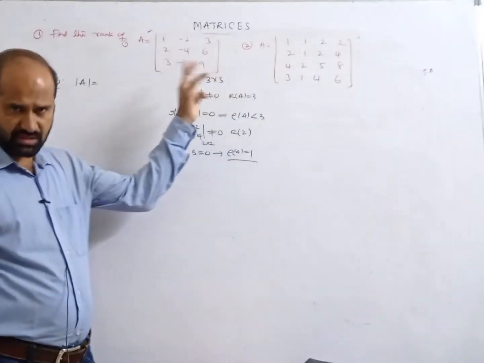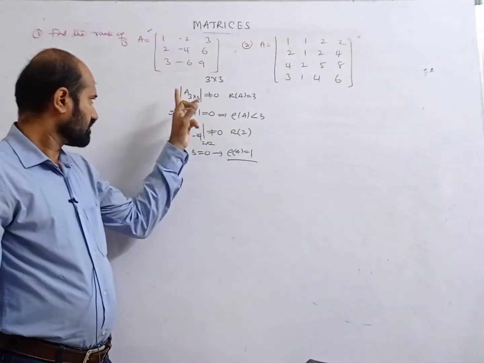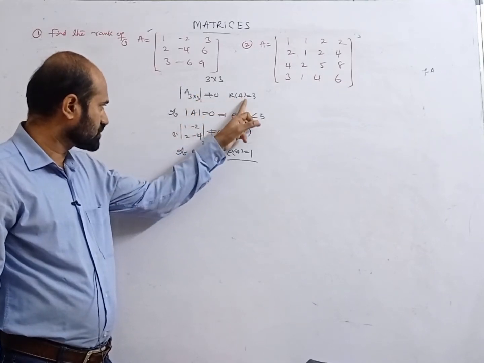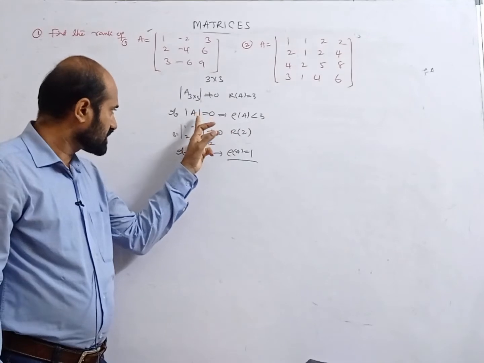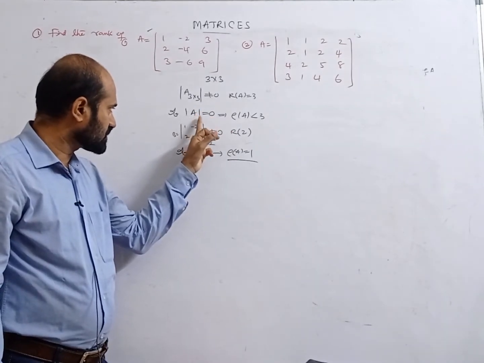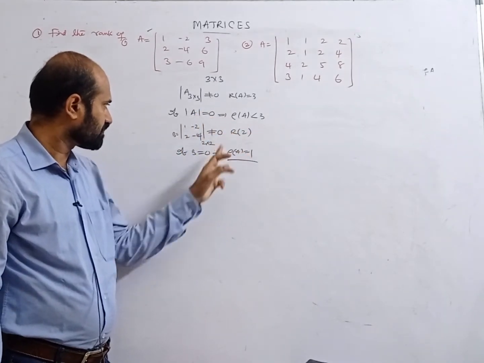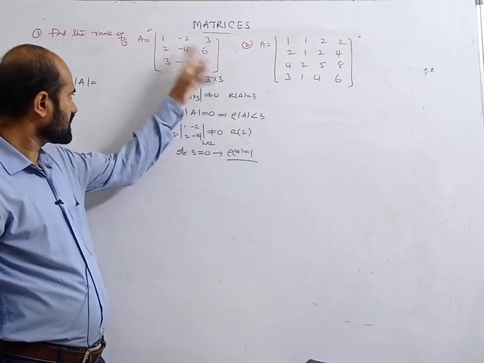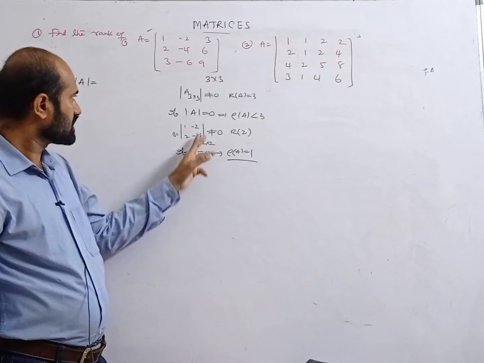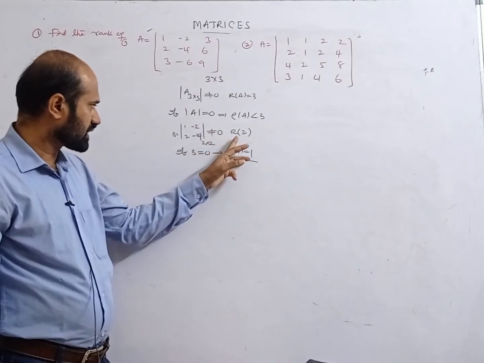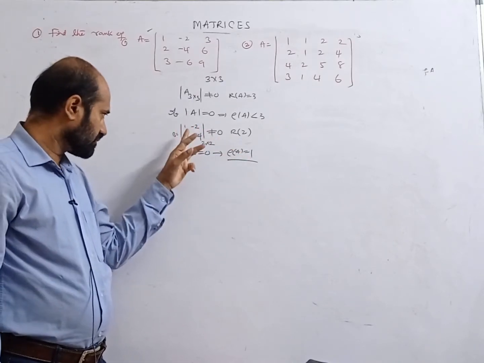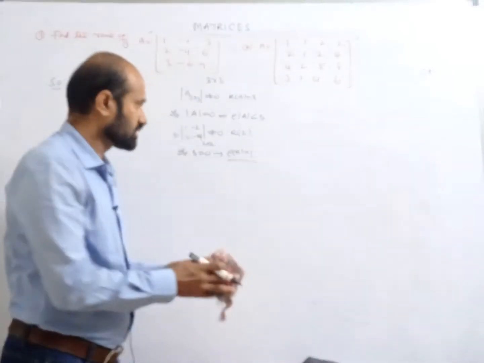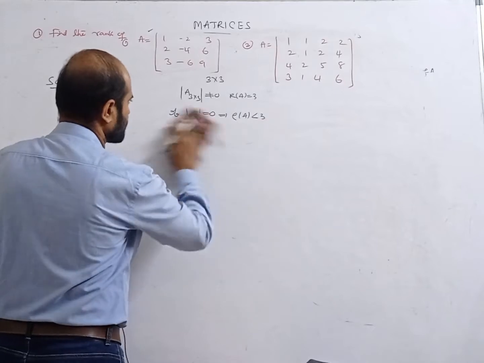If any 3 by 3 matrix is given, just find the determinant of this 3 by 3 matrix. If it is not equal to 0, the rank is 3. If it is a singular matrix, if det A is equal to 0, then the rank is less than 3. Then take any 2 by 2 matrix. If any one of these is not equal to 0, then the rank is 2. If all are equal to 0, then the rank is 1. This is the procedure. In this way we can solve the problem now.